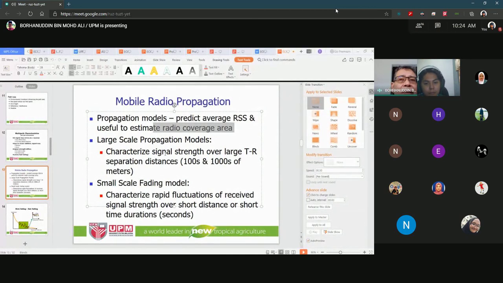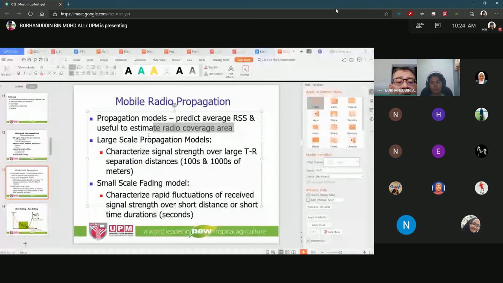Retrofit maknanya dia trace back guna whatever method, regression, auto-regression and so on, and come up with some kind of mathematical ataupun statistical model yang closely boleh represent that behavior yang kita measure tadi. So lots of measurement have to be done before that.